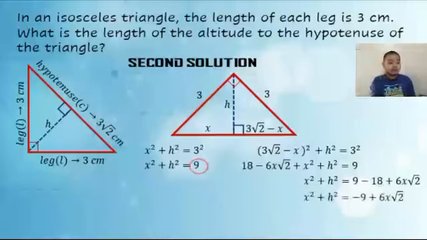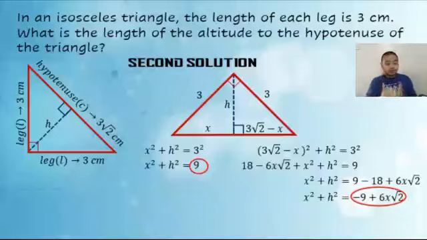Notice this one. Both of them, the ones that I encircled in color red, are equal to x squared plus h squared. So it's faster if we simply identify the value of x squared plus h squared compared to identifying the value of h squared or the value of h. So this is actually the fastest among those three.